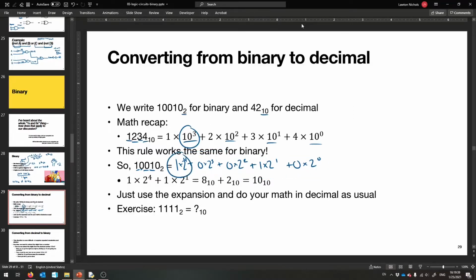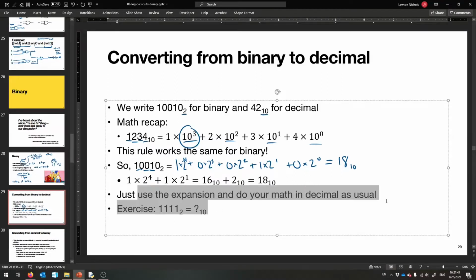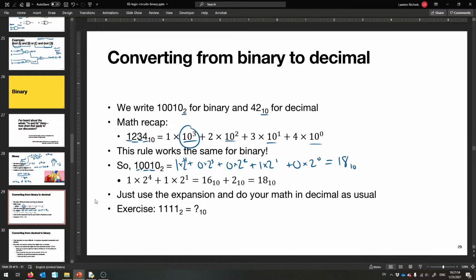So this is 1 times 2, 4, 8, 16 plus 2. So that makes it 18 in decimal. And oops, I had a little typo here. This is just saying all this over again, just getting rid of all the zeros everywhere. So this is 16 in base 10 plus 2 in decimal. That's 18 in decimal, yeah? So that's the idea. You just use this kind of expansion idea and you do your math in decimal that you already know how to do. So maybe take a second to try this one and then I'll show you the answer.